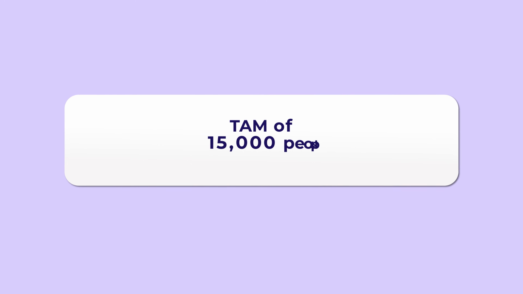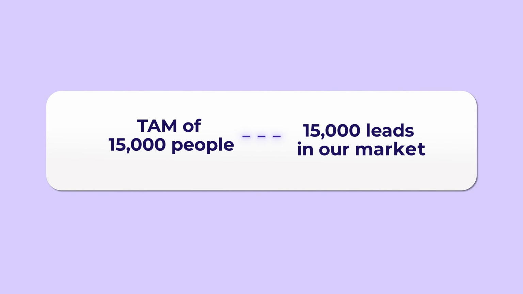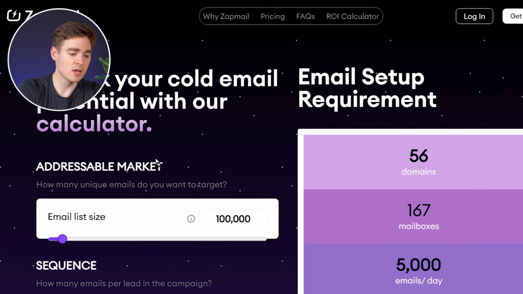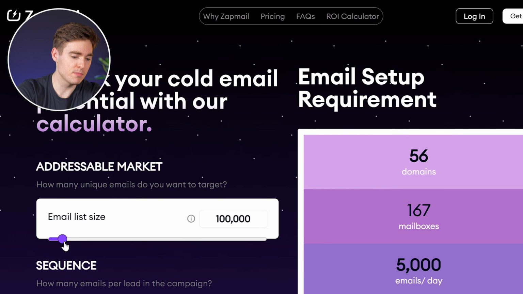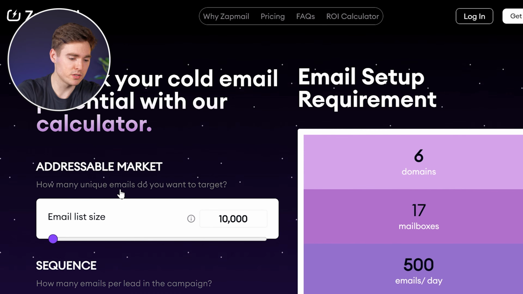For our example, let's say we have a TAM of 15,000 people, meaning that there are 15,000 leads currently in our market which fit the exact profile that I'm looking for in an ideal client. If you do it optimally, you find around 60 to 80% of actually valid emails for them. So in the end, we will have around 10,000 emails in our email list size. So we put it here to 10,000.